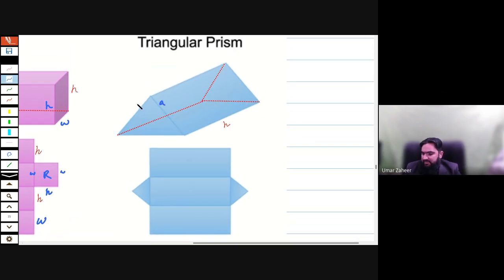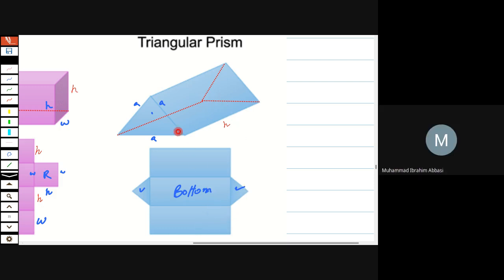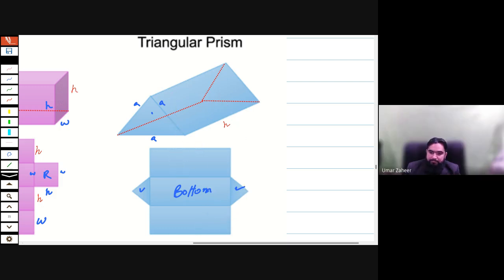Let's say it is A, it is A, and it is A. So look here, this is the front triangle, this one is the back triangle, and you have three rectangles. It is the bottom rectangle, and the left rectangle, and the right rectangle. Yes, right side and left side. Yes everyone, any question up to here?